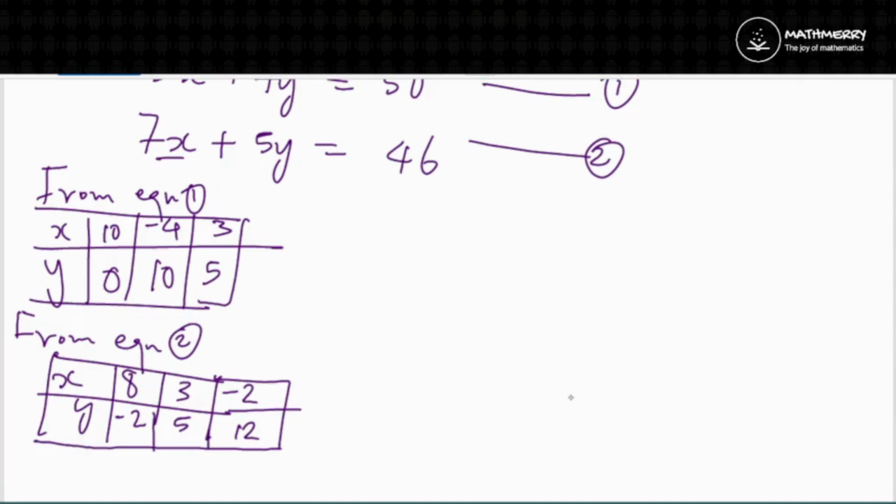Okay, so here you can see from the 2 sets of points itself, 3 and 5 is common in both, so obviously it must be our solution. So here itself you can understand that 3 and 5 is our solution. Now you have to draw the graph.